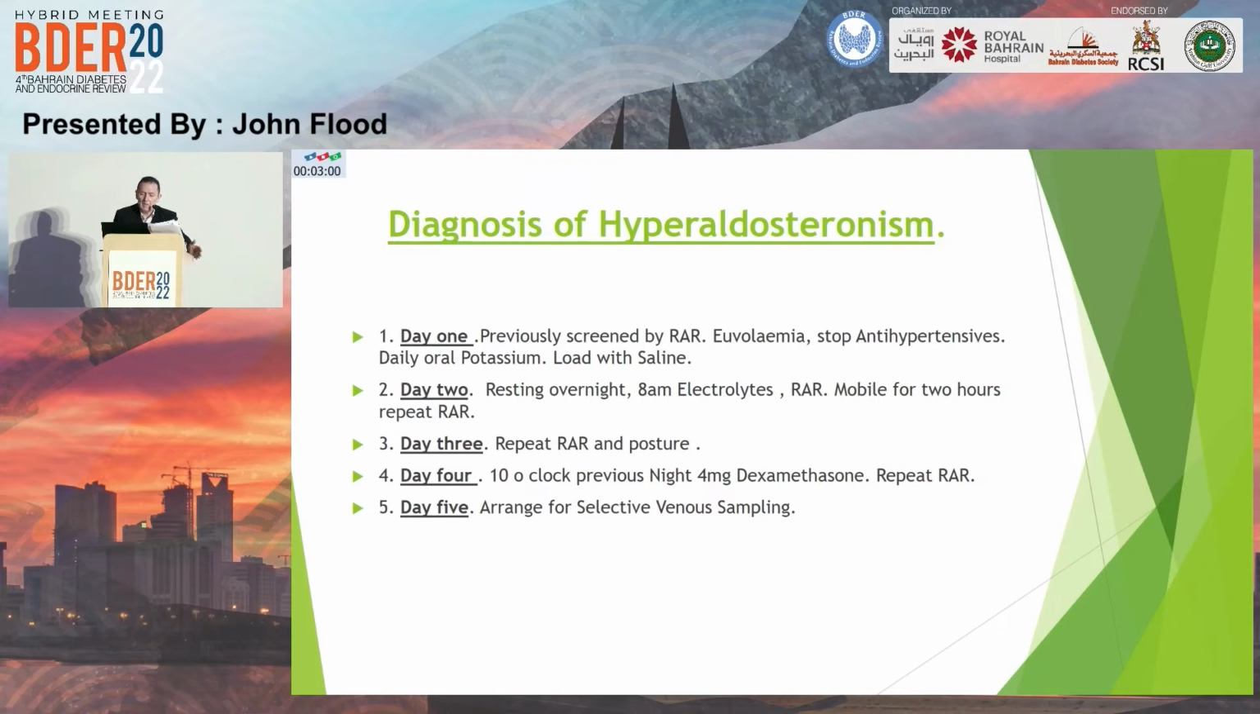And there is even a form of Conn's that is dexamethasone suppressible, and that's why you've got to do a day 4 dexamethasone suppression test. You give them 2 or 4 milligrams of dexamethasone at 10 o'clock the night before. The following morning, you measure the renin aldosterone ratio, and I'll show you the chemistry of this in a minute. This is called glucocorticoid suppressible hyperaldosteronism, and it's not treated by spironolactone or eplerenone, it's treated by steroids. And day 5, you make the decision, in discussion with the patient, whether you want to do selective venous sampling.